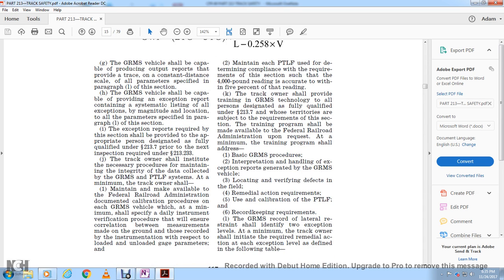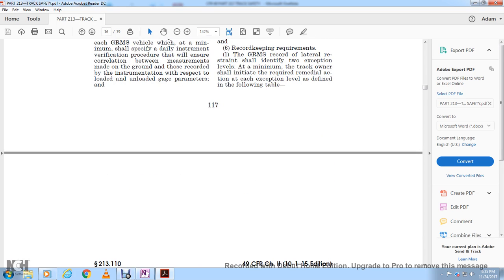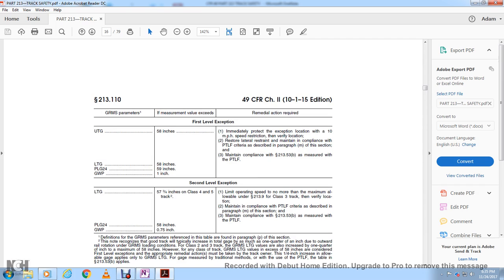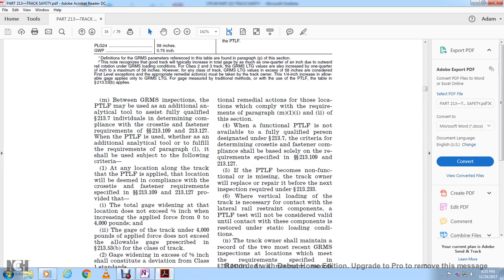Record the lateral restraint; the track owner shall identify two exception levels. At a minimum, the track owner shall initiate the required remedial action when the exception level is reached, as defined in the following table. Alright, this shows the first level inspection, second level inspection.